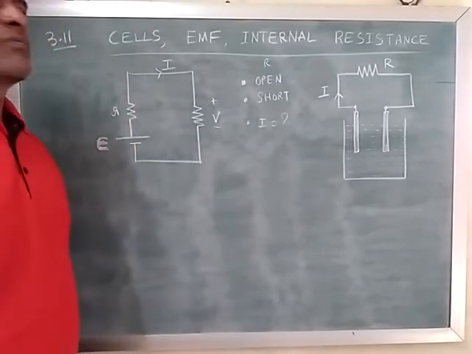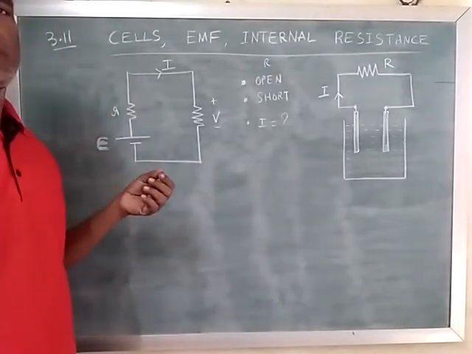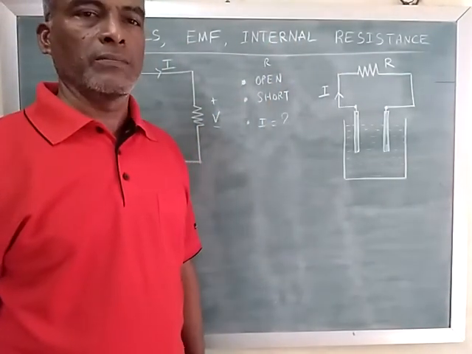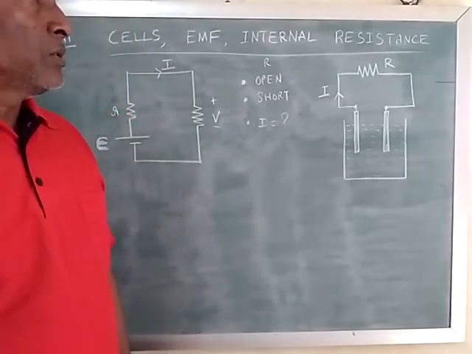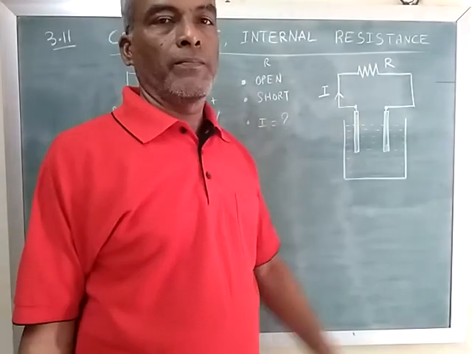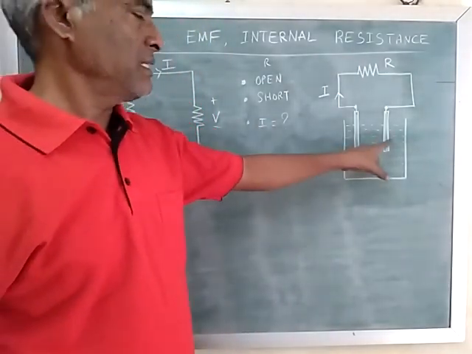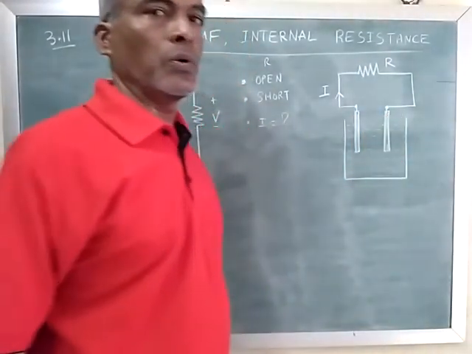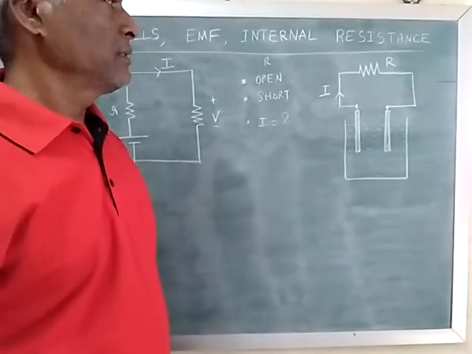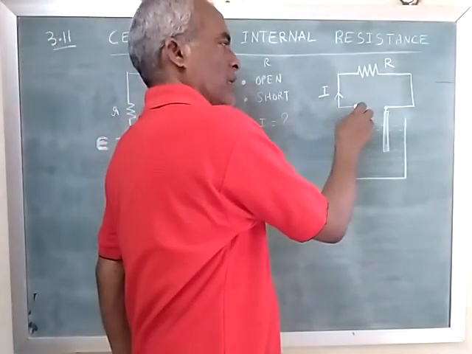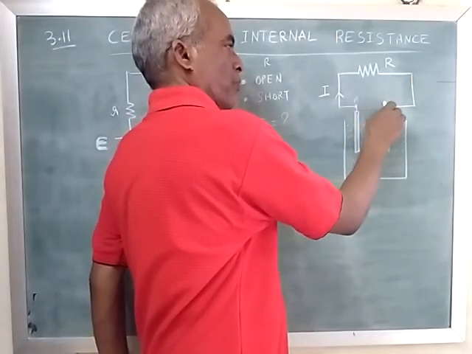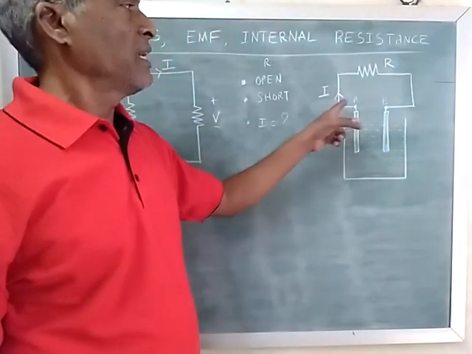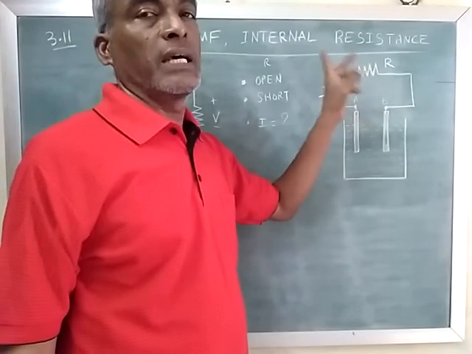Today's topic is we are going to deal about cells, the EMF produced by the cell and the internal resistance of the cell. So this is the topic we are going to deal with. So this is a cell. So we have electrolyte, electrodes. So this is electrode, positive electrode, negative electrode, and you have an electrolyte. And these are the terminals A and B. Now from A and B you get some voltage, and externally through wires we are connecting a resistance R.